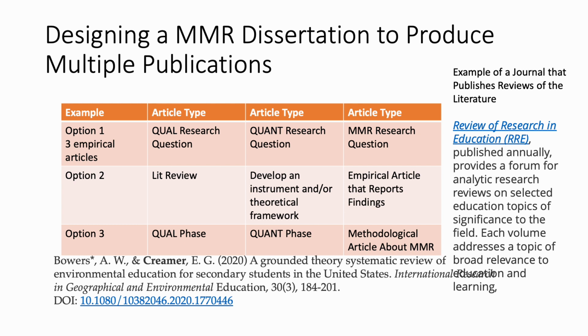Other options to produce multiple publications is to have the first publication be about a literature review, for example. The second one could be about developing a theoretical framework or instrument, and the third one could be the empirical publication. A student of mine, Allison Bowers, and I have a site here, did just that in producing a grounded theory model from the literature, which she then applied in a systematic review.